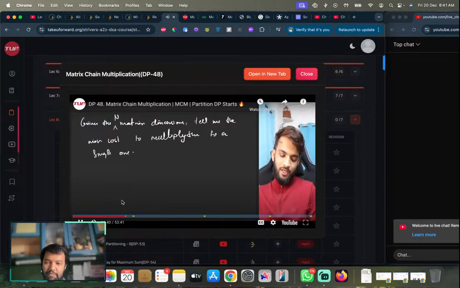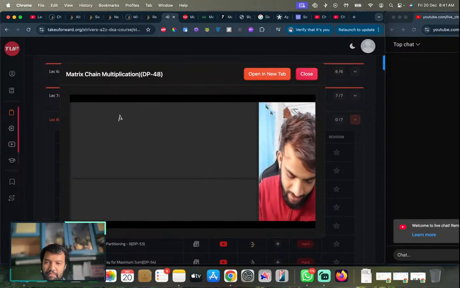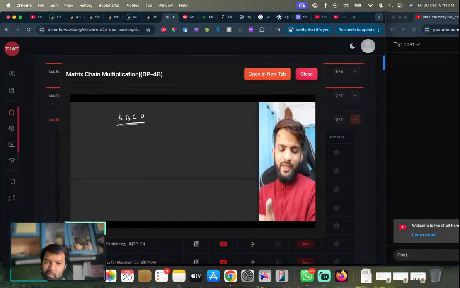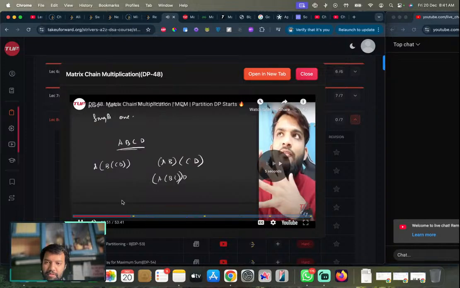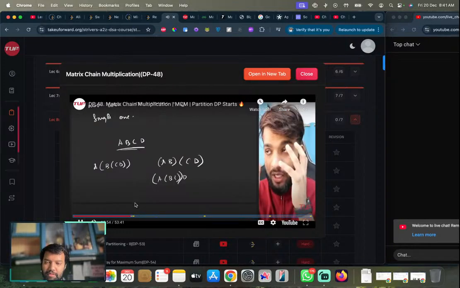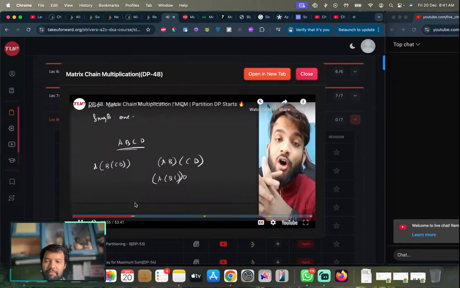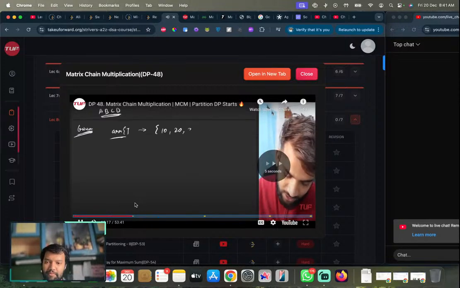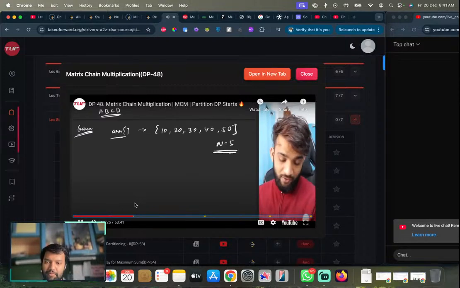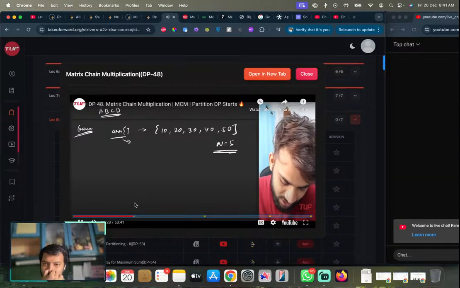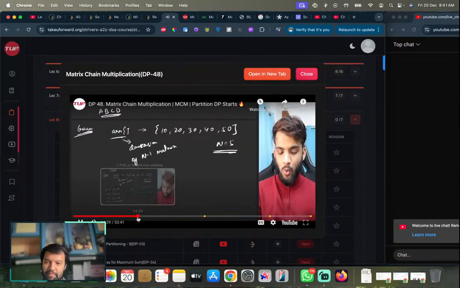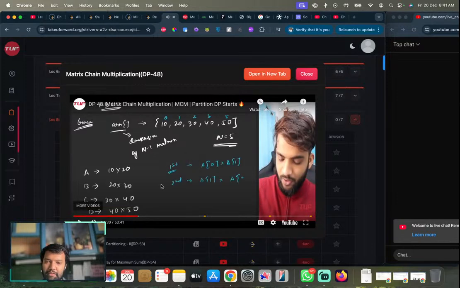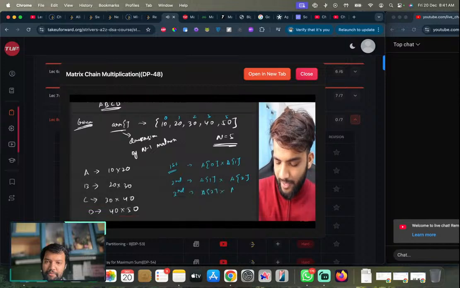So for an example, if I take 4 matrices A, B, C, D, what can be the different ways? I can multiply A with B plus C, and so on. So whenever such a problem arises, you think of partition DP. Let's say the array equals 10, 30, 5, 60. This array resembles the dimensions. Let me explain it. For the first matrix the dimension is A of 0 into A of 1. For the second matrix, the dimension is A of 1 into A of 2.